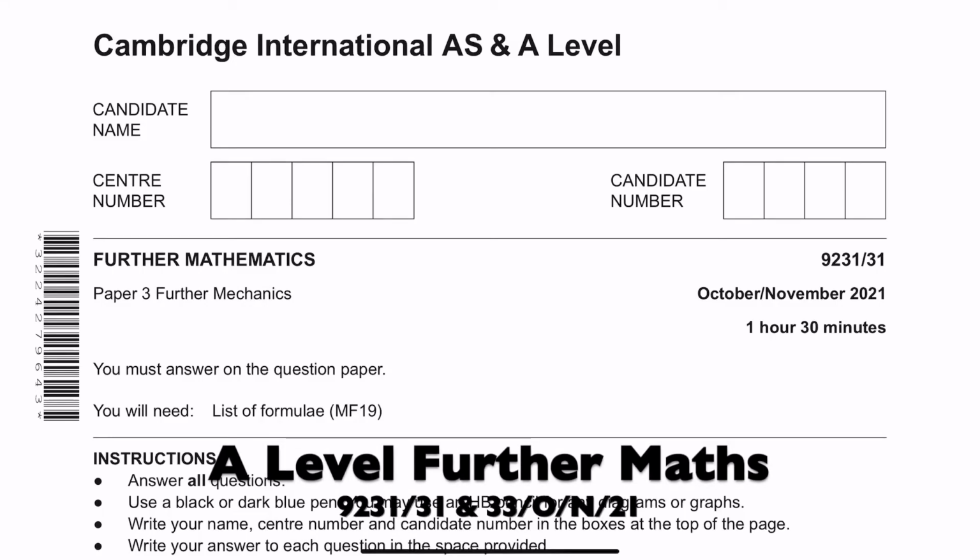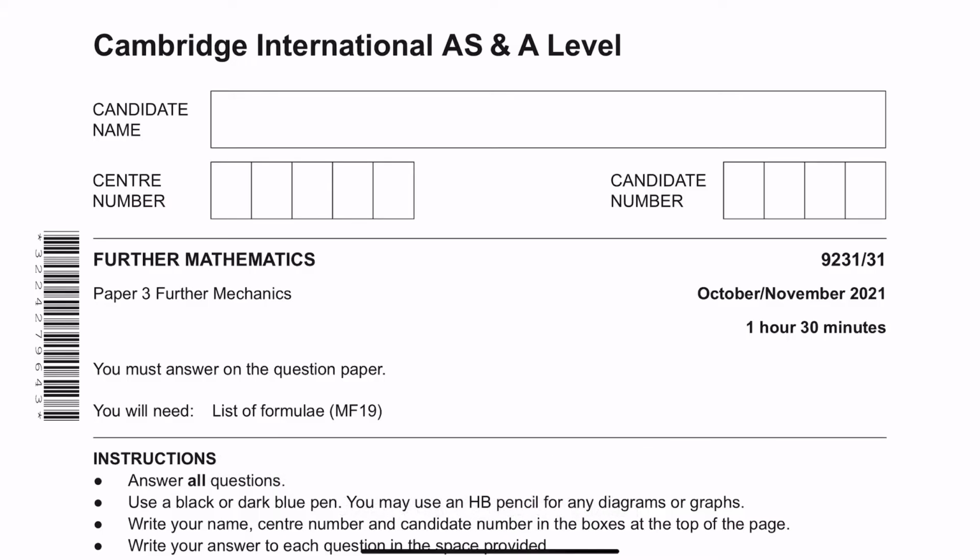Hi guys, today we're going to be talking about Cambridge A level Mathematics, October/November 2021, paper 3. It's a further mechanics paper. So we will start now.